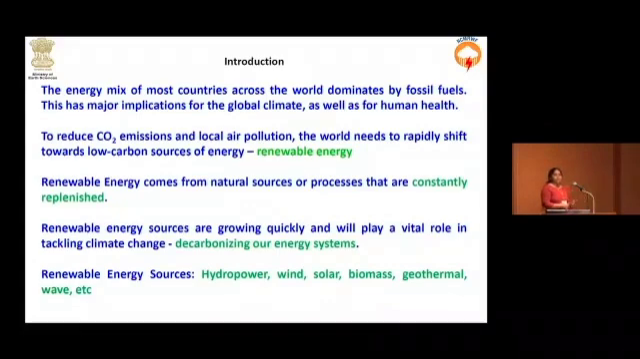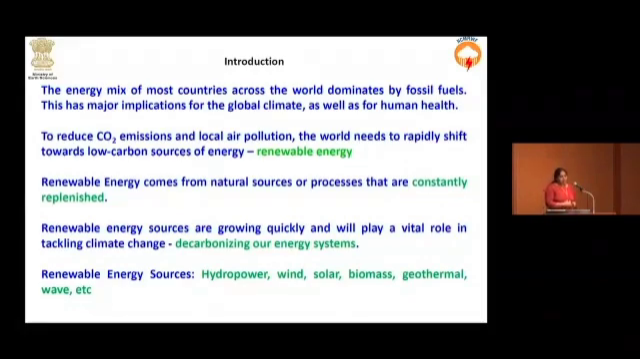So the introduction: as we all know, the energy mix of most countries across the world is dominated by fossil fuels, and this has major implications for the global climate as well as for human health. So to reduce carbon dioxide emissions and local air pollution, the world needs a rapid shift towards a low carbon source of energy, that is, renewable energy sources.